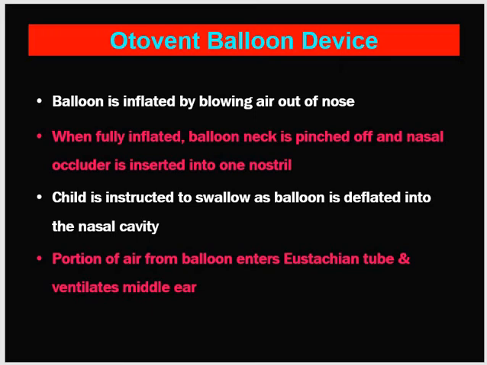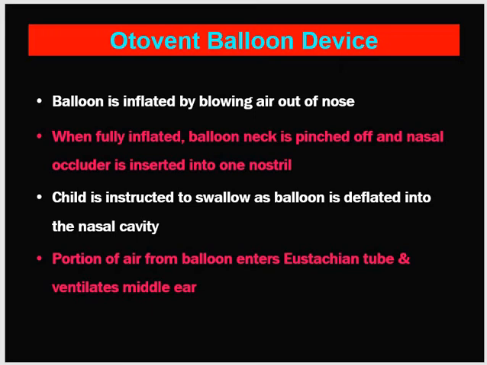Next is the Otovent balloon device. In this case, the balloon is inflated by blowing air out of the nose. When fully inflated, the balloon neck is pinched off and a nasal occluder is inserted into one nostril, so that nostril will be closed. Now, the child is instructed to swallow as the balloon is inflated through the nasal cavity. One nostril becomes closed and the other nostril is open, and that helps to increase the airflow towards the nasopharynx, leading to opening of the Eustachian tube.